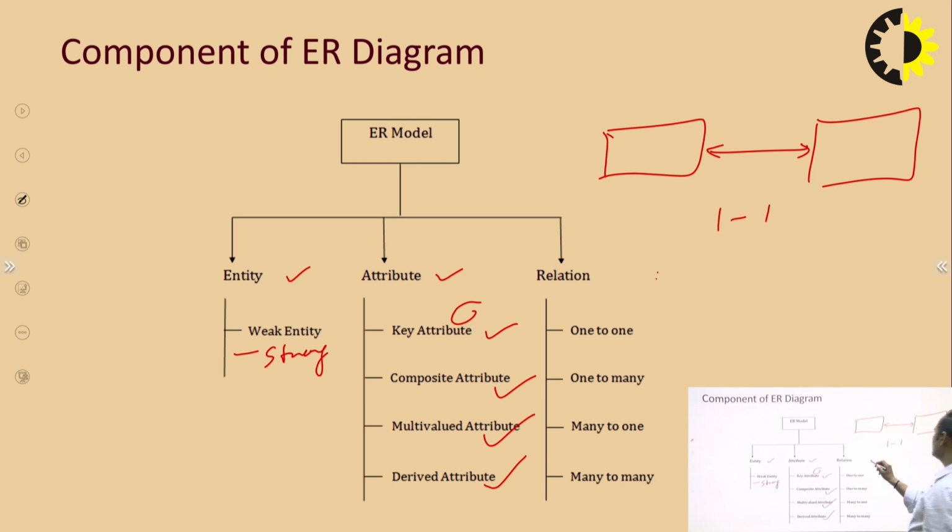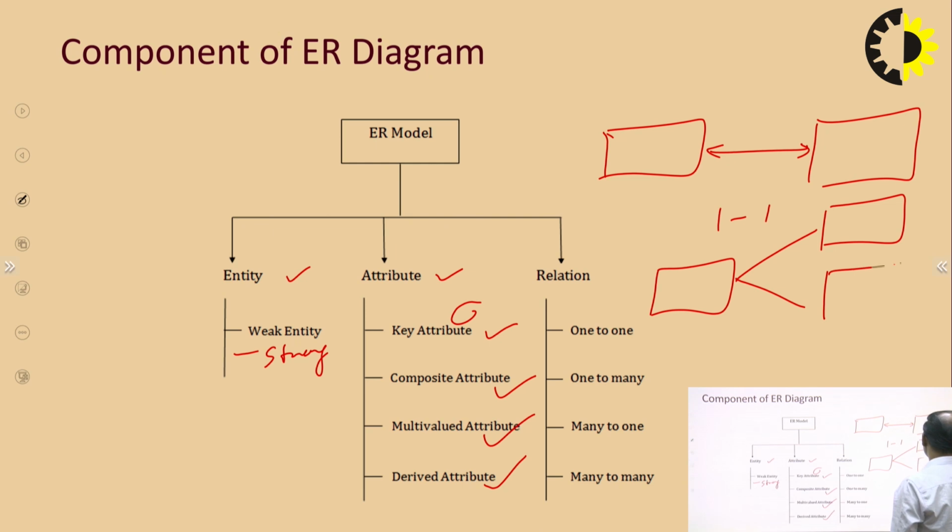Suppose one to many: here is one entity, and it can be connected to many. This is called one to many. Just the opposite is many to one. And if more than one relation can exist on the left hand side and right hand side, this is called many to many relations.